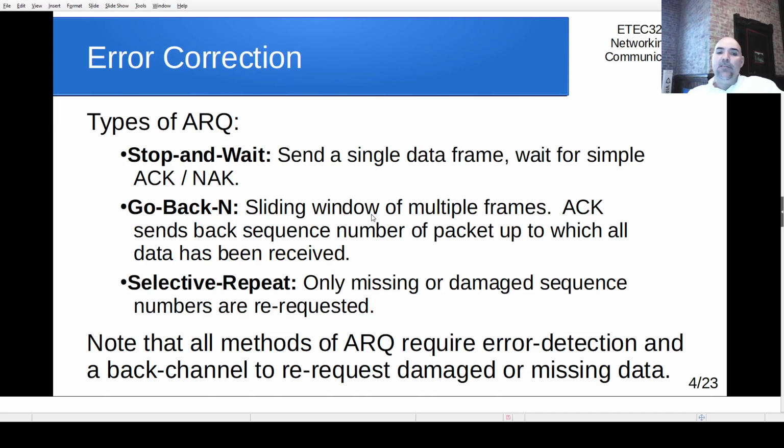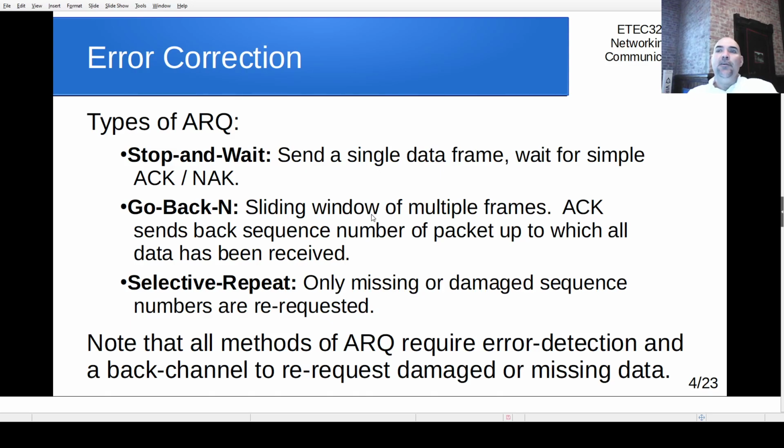But in something where you have a lot of data, where time matters, where bandwidth matters, we have these other possibilities. One is go back N. What go back N does is, rather than sending a single frame, you send a group of frames. Let's say you send 10 of them all at once, and then the acknowledge sends back the sequence number of the frame, the packet, up to which everything had been received correctly.